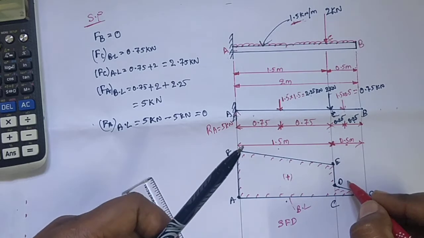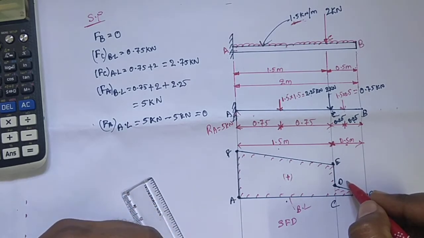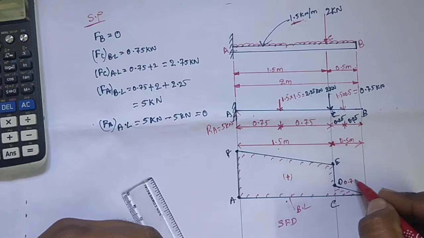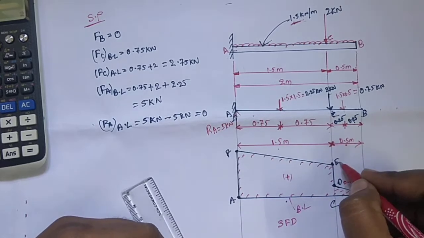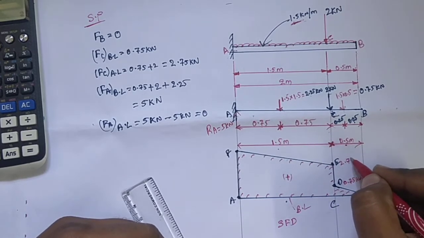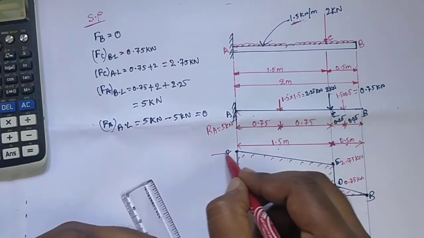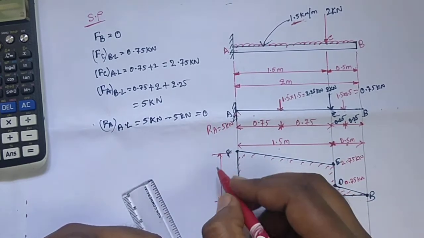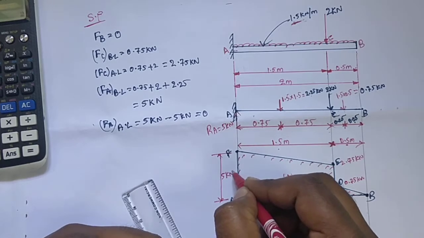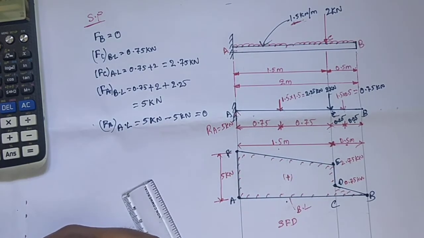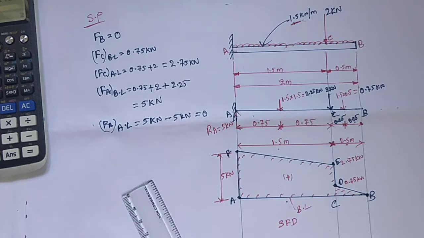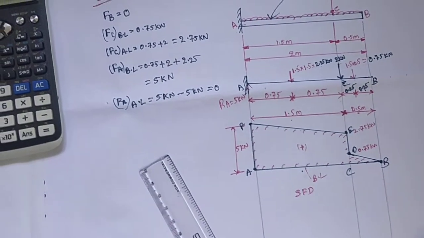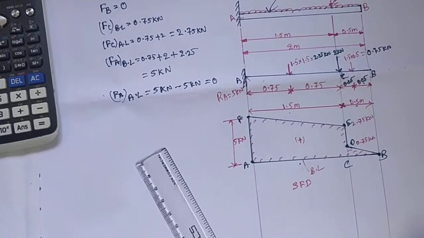At this point the shear force is 0.75 kilonewton, and this point is 2.75 kilonewtons, and this point here is 5 kilonewtons. Okay, now we completed the shear force diagram for the given beam.